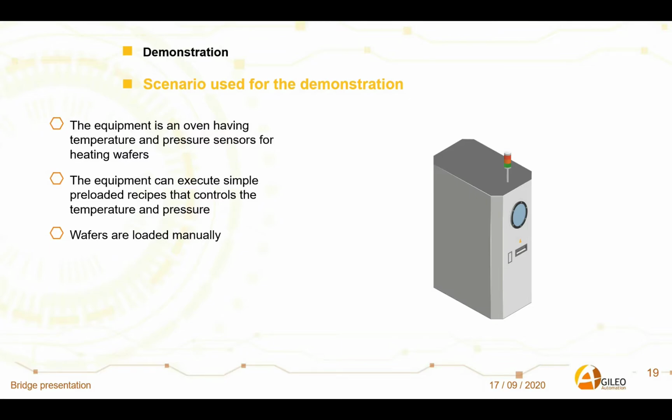We use the following scenario for the demonstration. The scenario is an oven that heats wafers. It can apply preloaded recipes composed of multiple steps. Each step will change the temperature and pressure of the oven. Moreover, the wafers are loaded manually. So now I will start the host simulation, equipment simulation, and the bridge. I will see you soon.